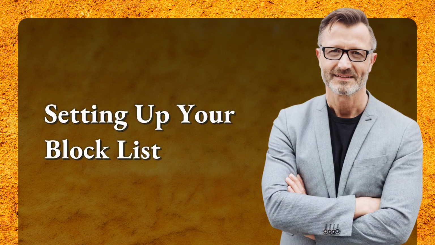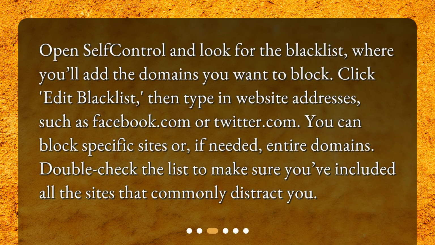Setting up your block list. Open SelfControl and look for the blacklist, where you'll add the domains you want to block. Click Edit Blacklist, then type in website addresses such as facebook.com or twitter.com. You can block specific sites or, if needed, entire domains. Double-check the list to make sure you've included all the sites that commonly distract you.